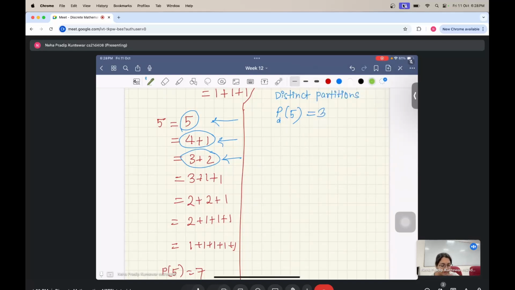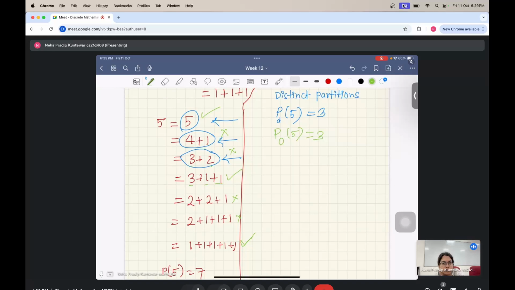Let's look at each of them again, and I want the numbers participating in the partition to be odd. So 5 is odd, so 5 is an odd partition. In 4 plus 1, 4 is not odd, so this is not an odd partition. Here 3 is odd but 2 is not odd, so this is again not an odd partition. But here 3, 1, 1 are all odd, so this is an odd partition. This one is not an odd partition because of 2, but this one is. So you have 3. I'll denote it by PO of 5, and it also turns out to be 3.